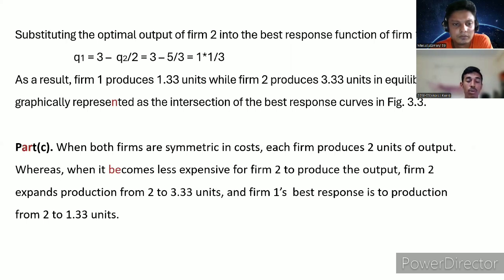In part C, we compare the part A and part B outputs. When both farms are symmetric in cost, each farm produces 2 units of output, whereas when it becomes less expensive for farm 2 to produce the output, farm 2 expands production from 2 to 3.33 units, and farm 1's best response is to reduce production from 2 to 1.33 units.